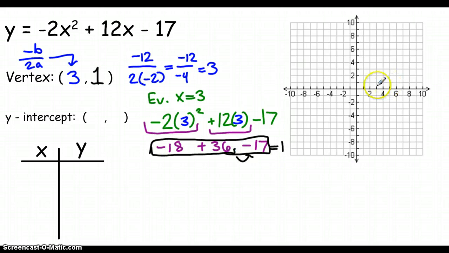So now that we have our vertex, we can go and plot it onto our graph. We go to 3, we go up to 1. That's our starting point there. All right, we can take it and put it into the middle of our table as well. So we have our vertex at 3 and 1.